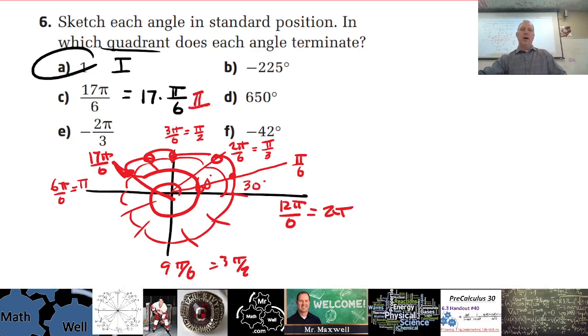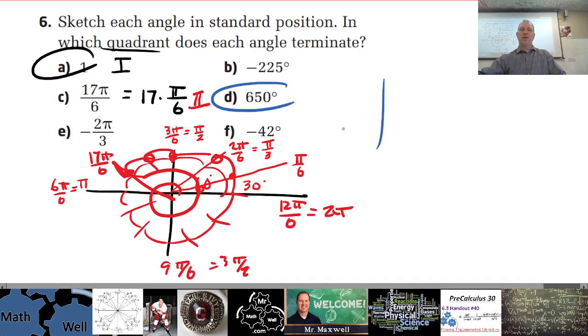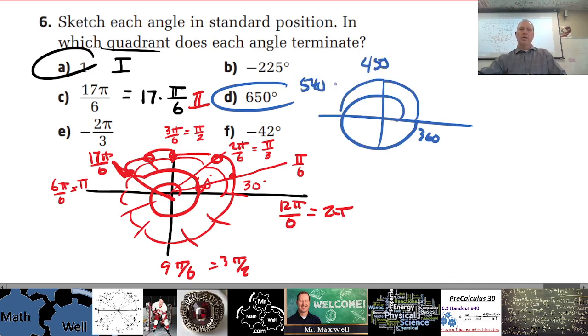Now popping over to degrees, let's do 650. This is 360. What's 360 plus 90? That's going to be 450. Plus another 90? 540. Plus another 90, 630. And then 20 more degrees, boom, right here is 650. So what quadrant is that? 4.